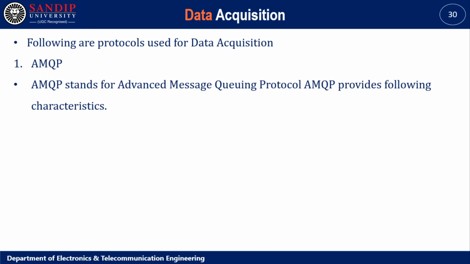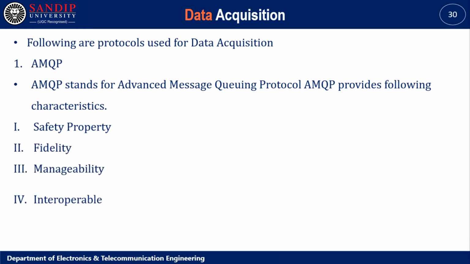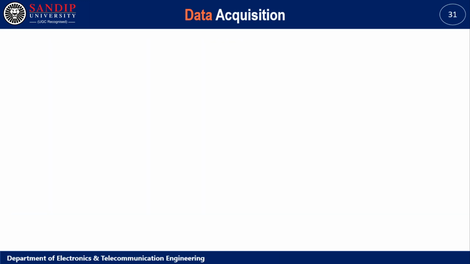AMQP. AMQP stands for Advanced Message Queuing Protocol. AMQP provides the following characteristics: safety property, fidelity, manageability, interoperable, Java message service. Safety property.